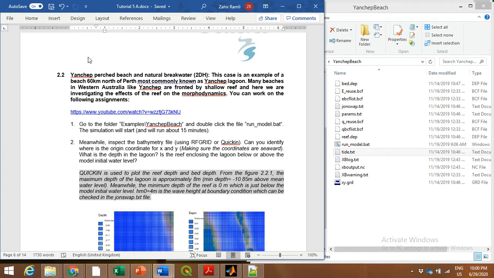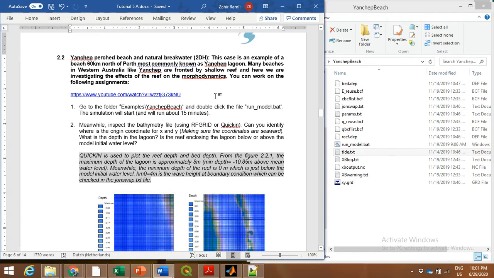Many beaches in Western Australia, like Yanchep, are fronted by shallow reef. And here we are investigating the effects of the reef on their morphodynamics. So we can work on the following assignment. Here I put the link to a YouTube video. You can watch it. It's more like an introduction, where you can see what Yanchep Beach, or the lagoon, looks like. So I can skip this one. You can watch it at your own pace.